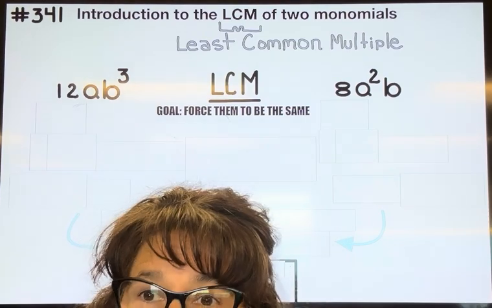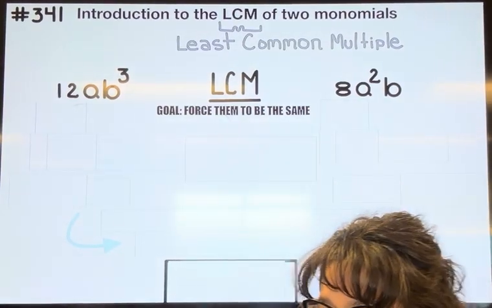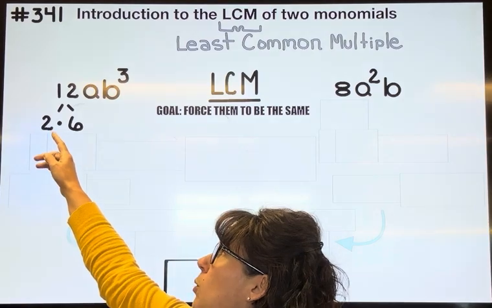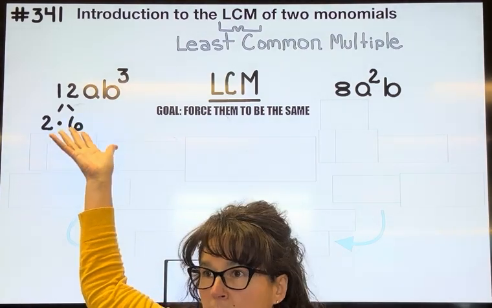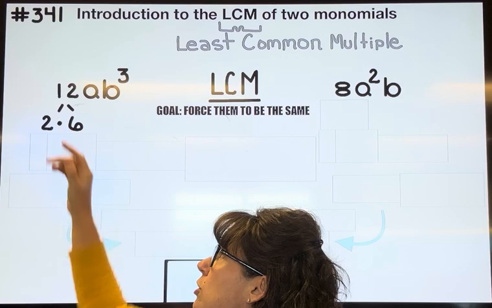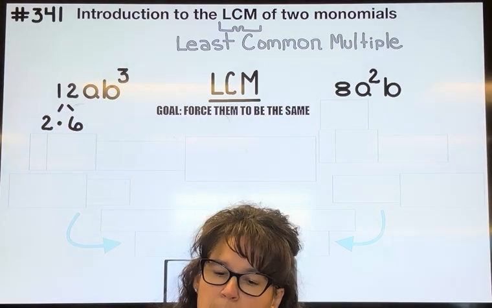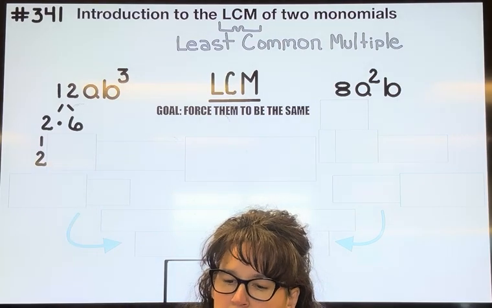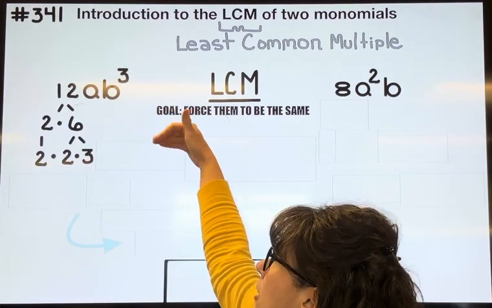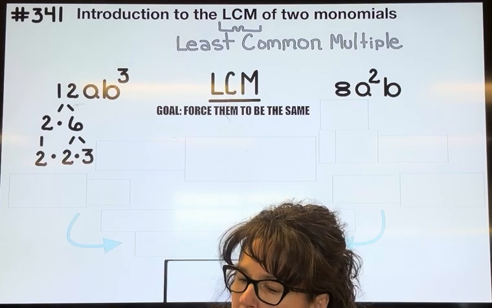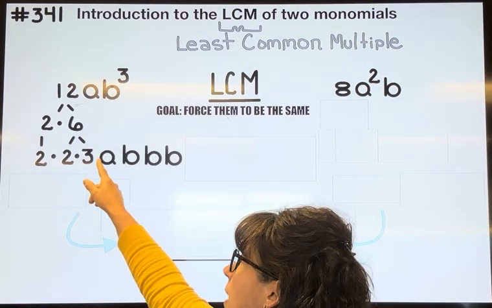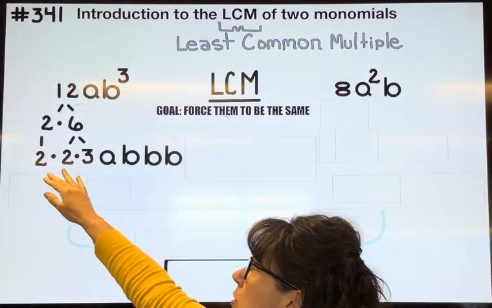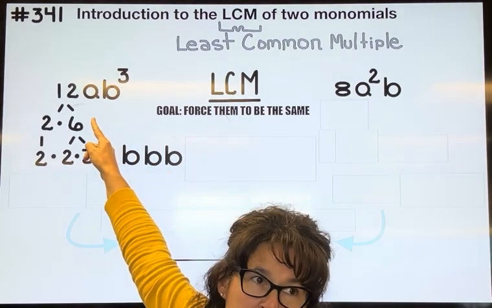Starting with the number 12. If I make a factor tree for 12, two numbers that multiply together to get 12 are 2 and 6. You could have used 3 and 4. But if I go with 2 and 6, 2 is prime, so I'm going to bring that down. And then 6 is made out of 2 times 3. Then let's bring down our variables. I also have a b cubed, so it's made out of a times b times b times b. Now what we've just done is written down what that is made out of.